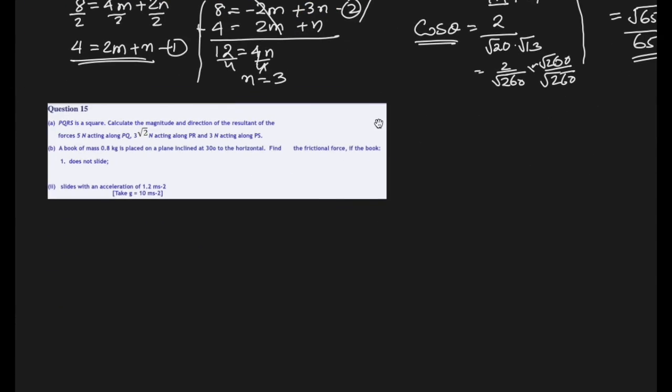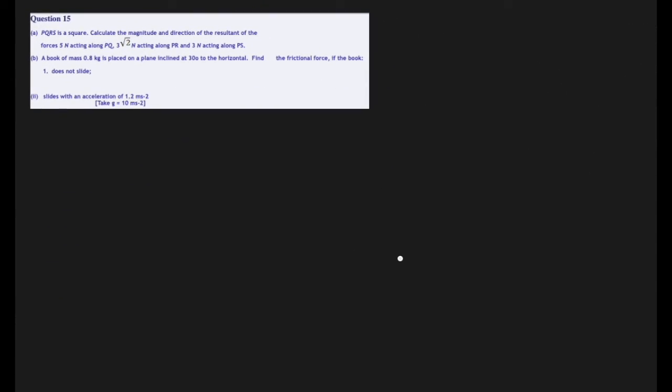Okay, let's go to the next one, which is the last of this paper. PQRS is a square. Calculate the magnitude and direction of the resultant of the forces: 5 Newton acting along PQ. So PQRS, let's do P, Q, R and S. So 5 Newton acting along PQ. This is 5 Newton. 3 square root 2 Newton along PR in this direction. This is 45 degrees, right? In a square, the diagonal makes 45 degrees to each side. And 3 Newton along PS, this one is 3 Newtons.